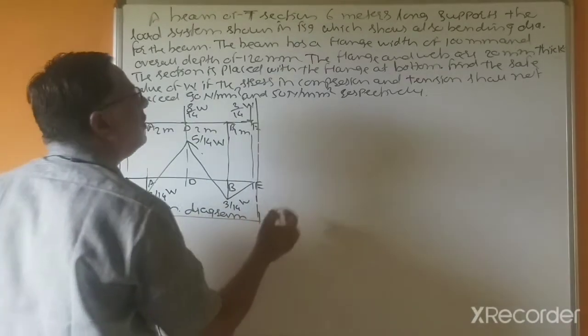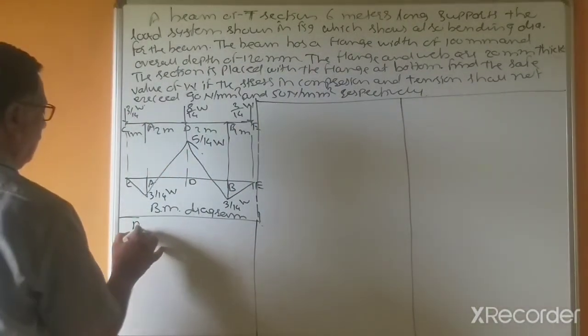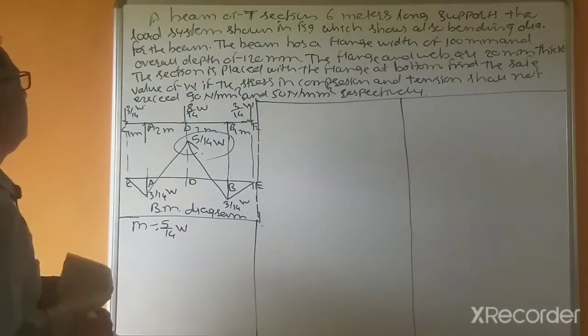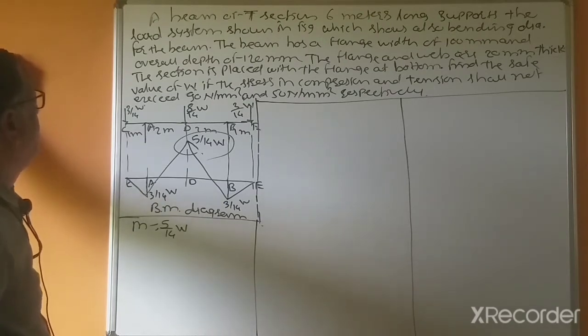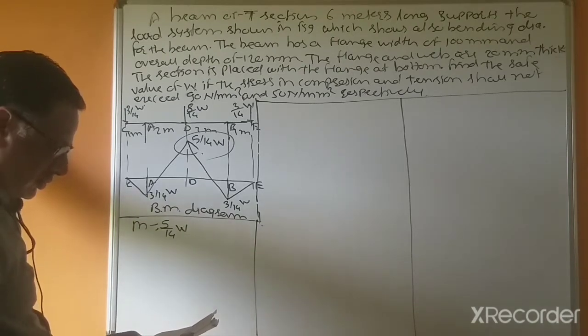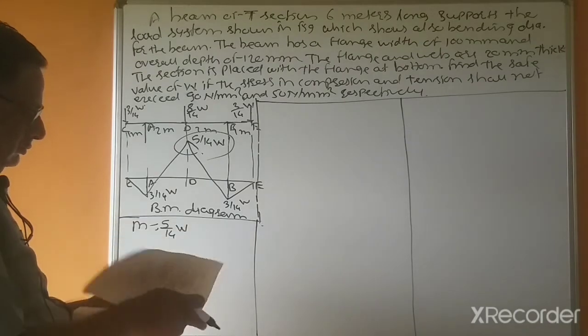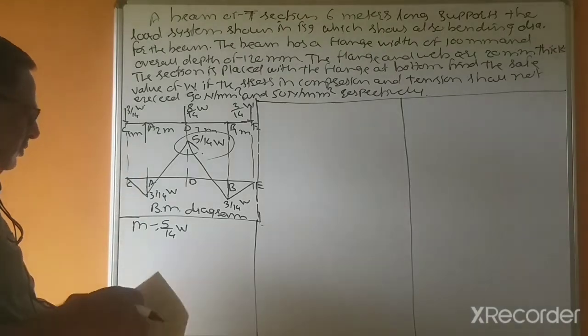So from the bending moment diagram, we can conclude M equal to, this is maximum, 5 by 14 into W. So this 5 by 14 W, whatever may be, that is given.